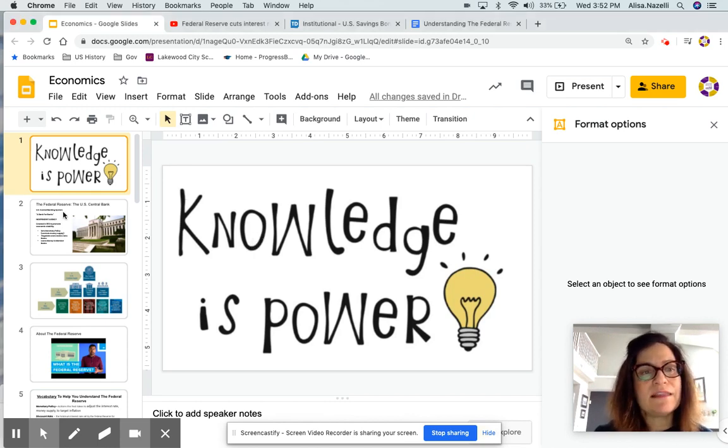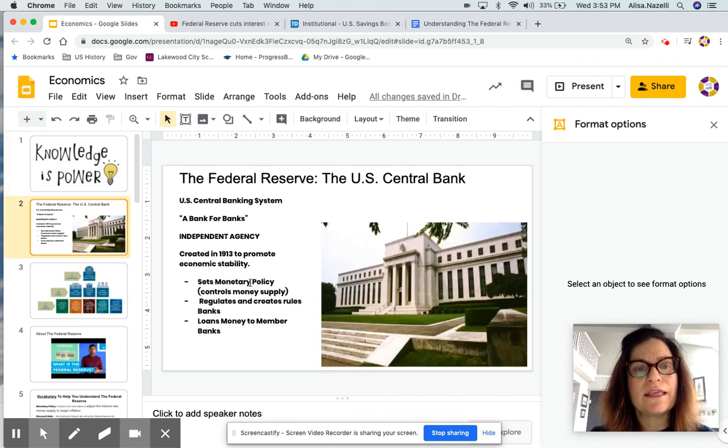Because the Federal Reserve is our focus today, and the Federal Reserve influences our lives because they control the ever important interest rate. But what is the Federal Reserve? The Federal Reserve is the central bank of the United States. And it was created in 1913 to promote economic stability as part of the Progressive Era.